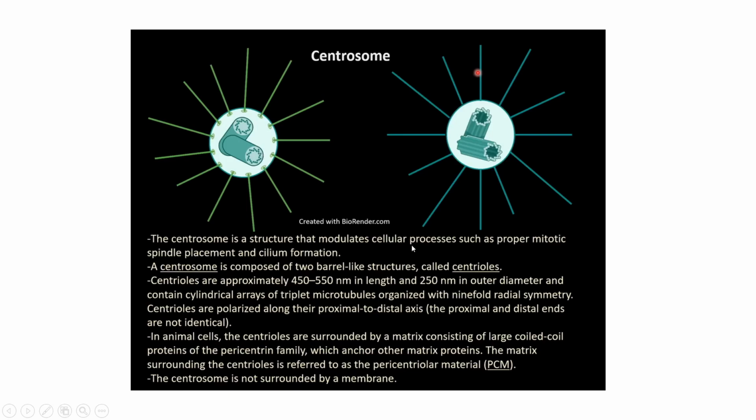The centrosome is a structure that modulates processes such as proper mitotic spindle placement and cilium formation. The centrosome is composed of two barrel-like structures called centrioles. The whole unit is called the centrosome. Inside it are the centrioles, which are microtubule units. Individual microtubule units make up the centrioles. These centrioles are organized into the pericentriolar material. The material covering the centrioles is called the pericentriolar material, and it doesn't have any membrane.